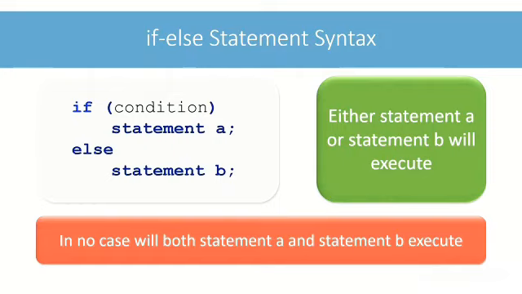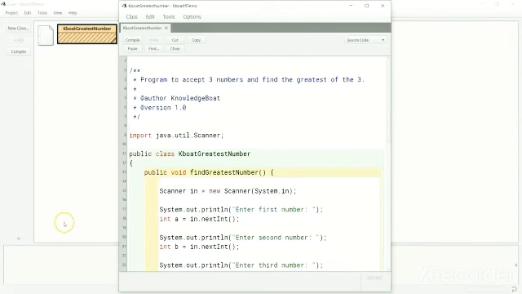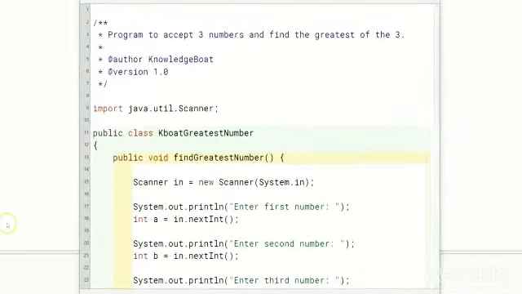Enough theory, it is time to look at a few BlueJ programs to see if-else statement in action. This first program takes three numbers as input from the user and prints the largest of the three numbers. This program demonstrates the simple use of if statement without any else clause. Let's go through the program to understand it.